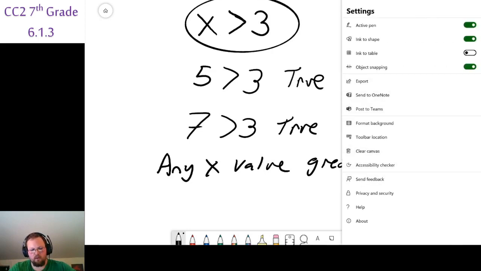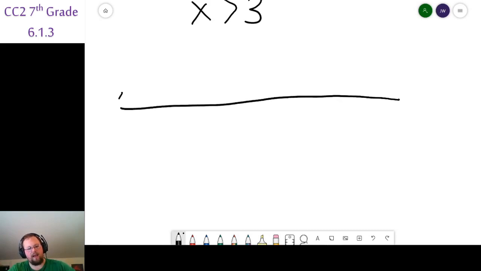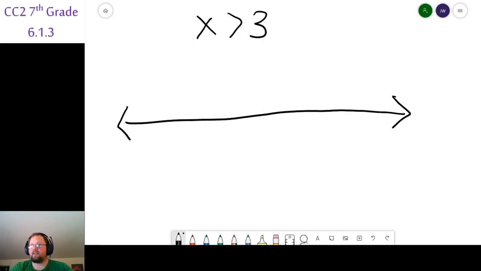So I'm going to clear this out, and I'm going to say, okay, well, if I want to show all x values greater than 3, you're going to do this by using a number line. And some of you have done this, again, like I said, in 6th grade a little bit. The important part of the number line is at 3. And you can draw number lines like this, by the way. You can just put your most important part there.